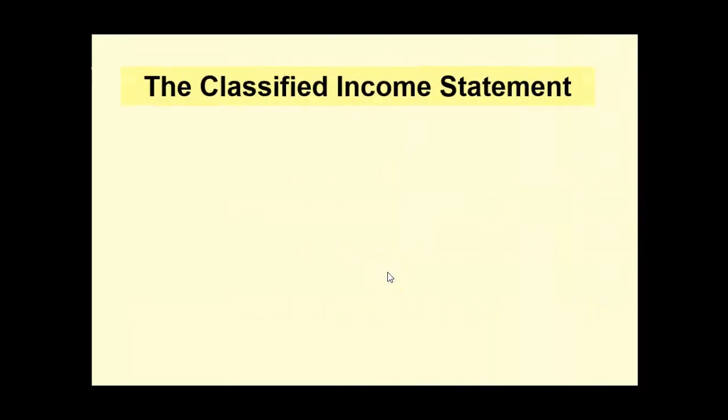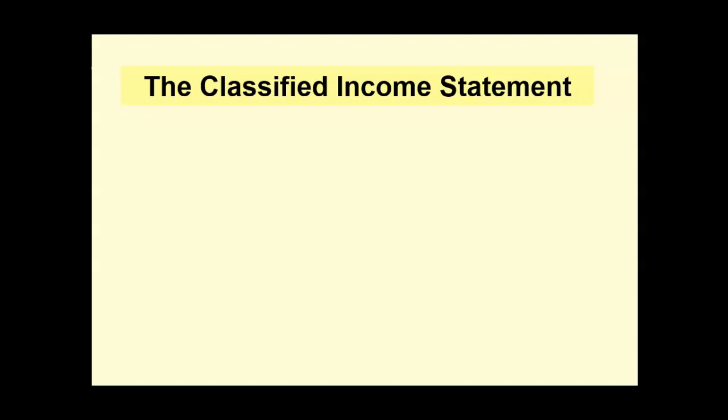Classified means these statements are broken down into several categories. And the more categories provided, the more details we can learn about that business organization. We'll first look at what's known as a classified income statement. When you think about an income statement, it can consist of your revenue accounts and your expenses.